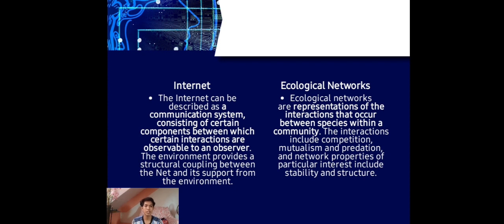Last is the ecological networks. The ecological networks are the representations of the interactions that occur between species within a community. The interactions include competition, mutualism, and predation, and network properties of particular interest include stability and structure.